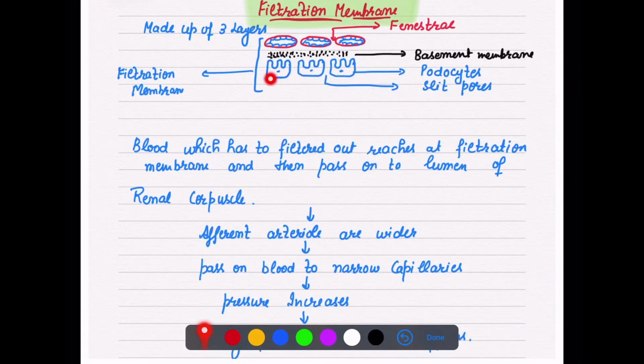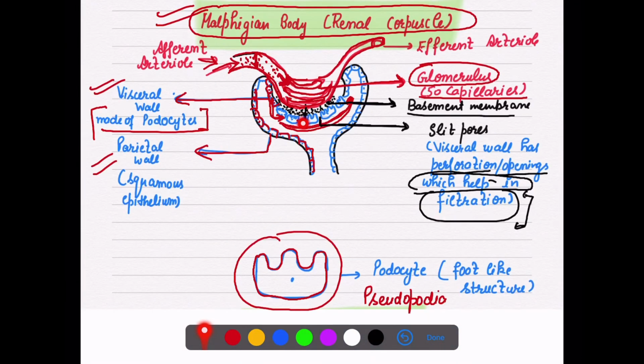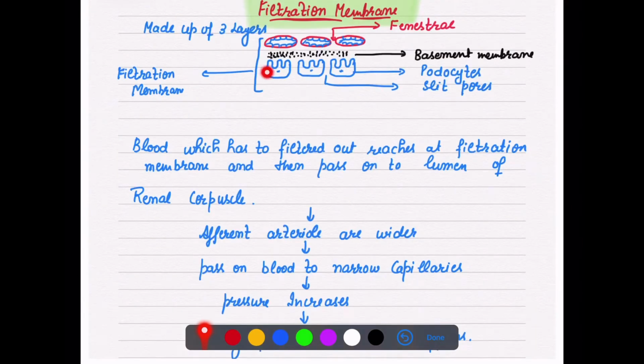So now if I have to write the filtration membrane separately to explain to you, the first layer is made up of podocytes which has slit pores, then there is the basement membrane, and then there is this whole thing, because these are playing a role in filtration. So this filtration membrane contains your podocytes, basement membrane, and then this is our capillary portion, right?